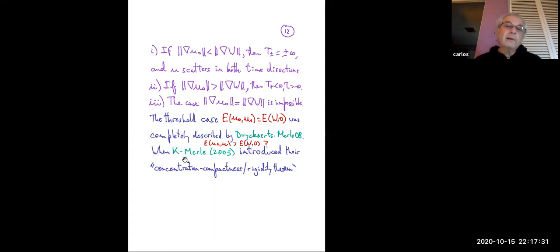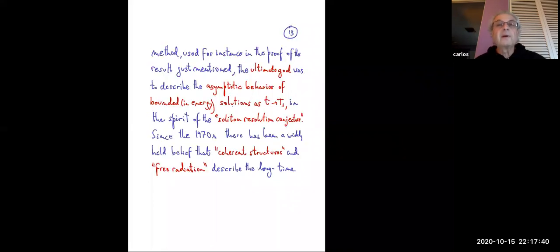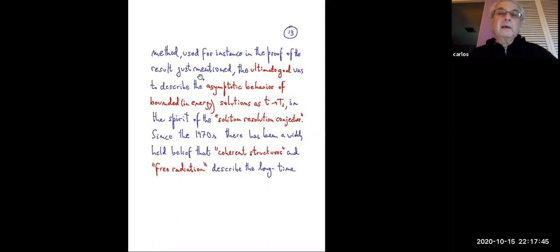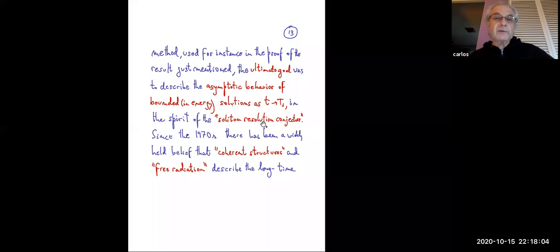With Merle in around 2005, we introduced our concentration compactness rigidity theorem method, which is used in the proof of the result I just mentioned. The ultimate goal was to describe the asymptotic behavior of bounded in energy solutions as t tends to the final time, whether the final time is finite or infinite, in the spirit of the soliton resolution conjecture. So let me do a brief detour into the soliton resolution conjecture.